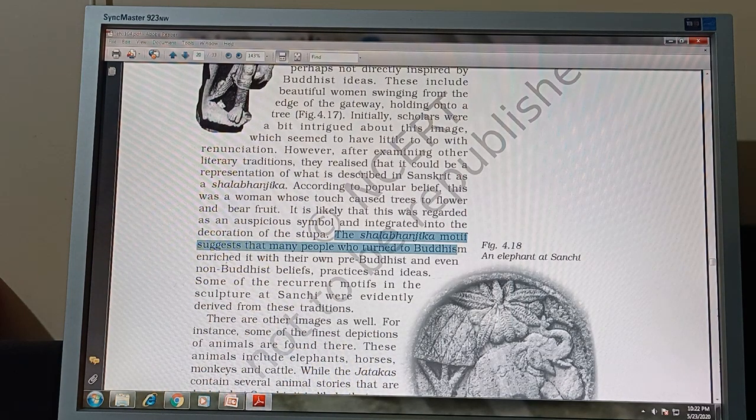Because we have already seen, children, according to the Brahminical tradition, they used to believe in casteism, and people were discriminated against. But when they became Buddhist, there was no discrimination, and everyone was treated equally. So they became much happier and their life became much more meaningful. So this is how we see, children, different symbols were used to describe the story of Buddhism.